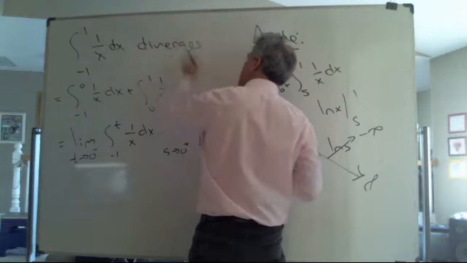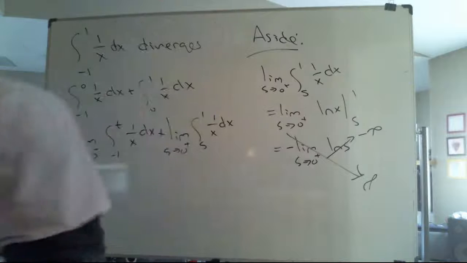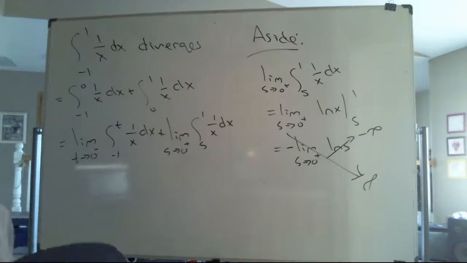I only get cancellation of area if the area in question is finite, and it certainly was not in this example, however counterintuitive that might be.